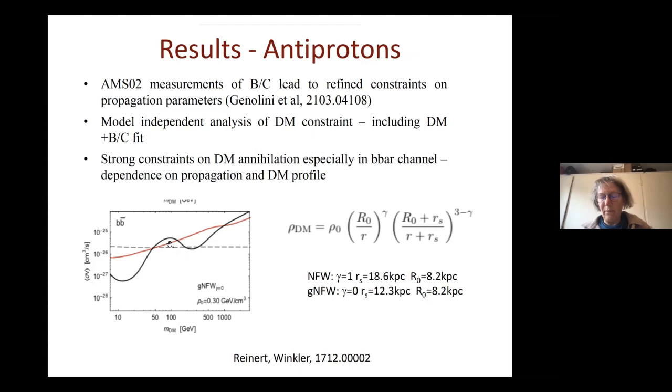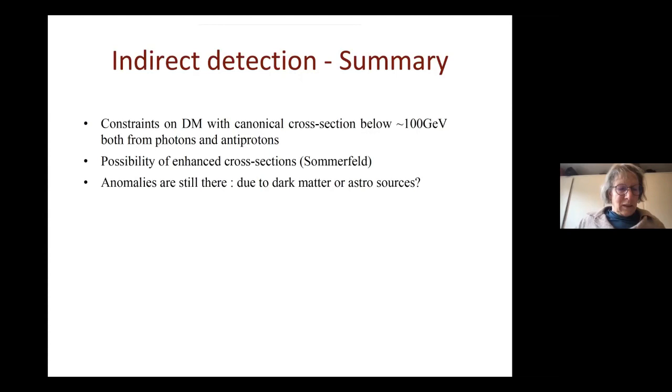Okay, so for that reason, because there is this dependence on the propagation parameters and also on the dark matter profile, I have not in this talk presented results including indirect detection constraints. But certainly it's important to keep in mind that there are also constraints on supersymmetric dark matter coming from indirect detection, especially for mass below 100 GeV.